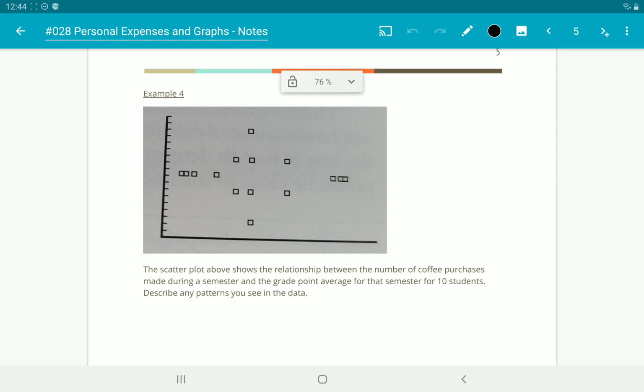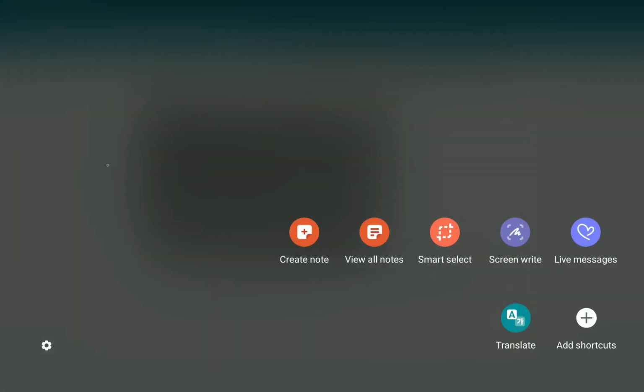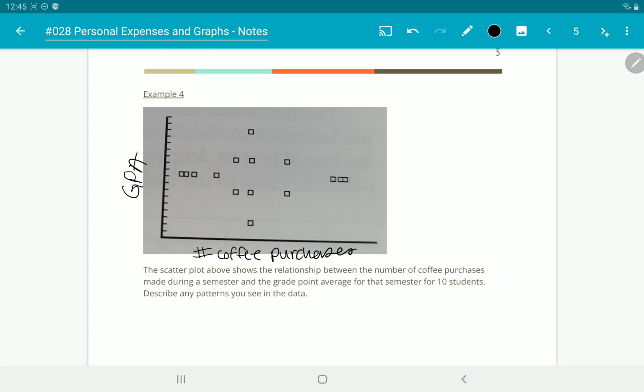Now we can look at example 4. It says the scatter plot above shows the relationship between the number of coffee purchases made during a semester, and the grade point average. So this is going to be the number of coffee purchases, and over here is going to be the GPA for that semester for 10 different students. So we have the number of coffees they bought and their GPA.